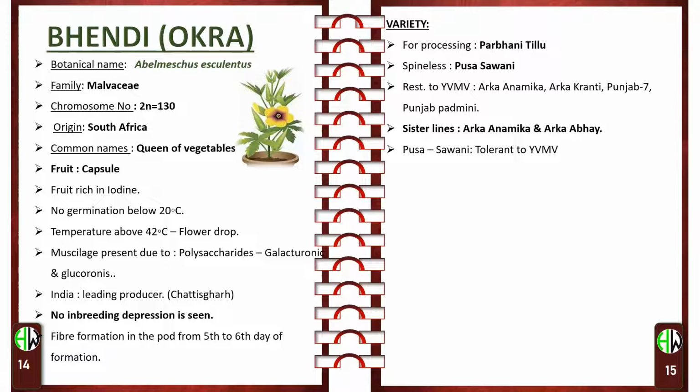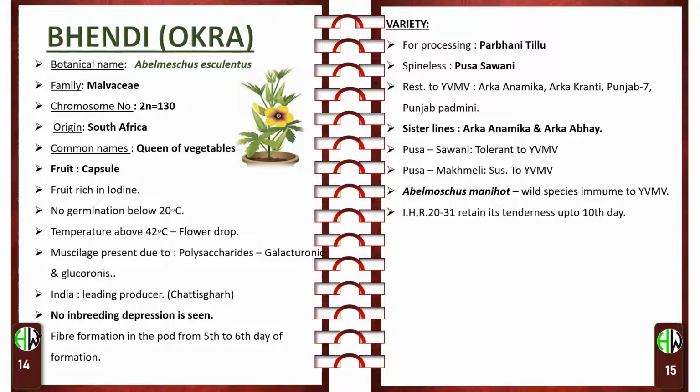Pusa Sawani, tolerant to YVMV. Pusa Makhmali, susceptible to YVMV. Abelmoschus manihot, a wild species which is immune to YVMV. IHR 20-31 retains its tenderness up to the 10th day. Bhindi is an often cross-pollinated crop. Seed viability is up to 2 years.